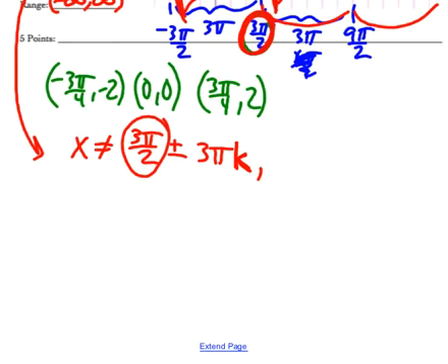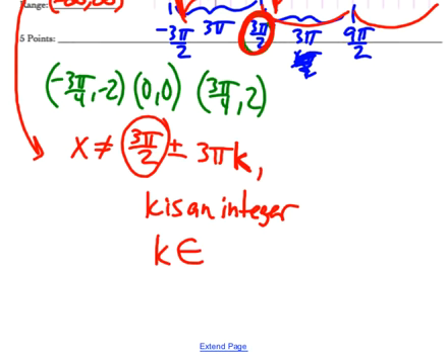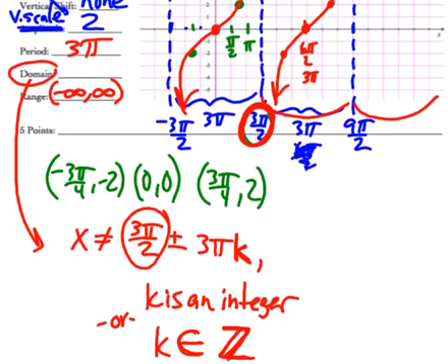The other thing is we want to make sure that we put that k is an integer, or we can also say that k is contained in the set of integer values like this. This is a little bit more fancy notation for it. Either of those is fine for me, depending on how you want to do that. You don't have to do both, just one. So we'll put an or sign there. All right, so this is our tangent graph for this one.